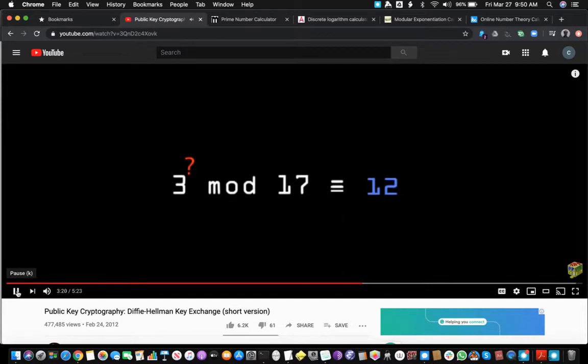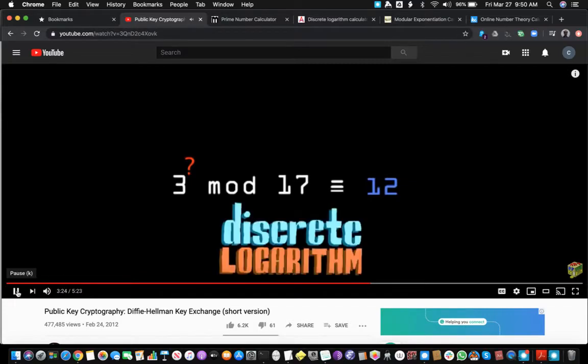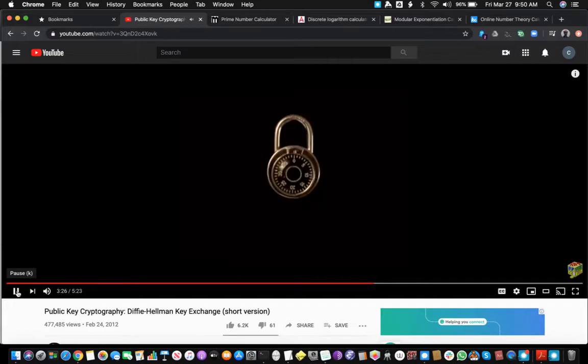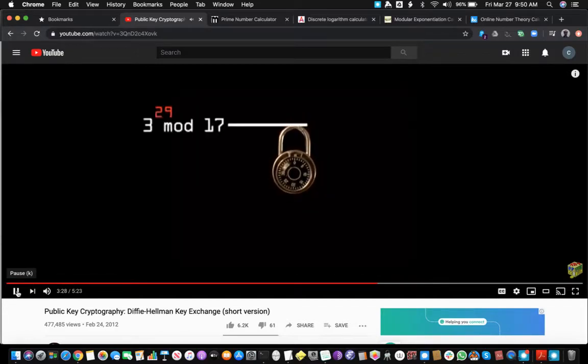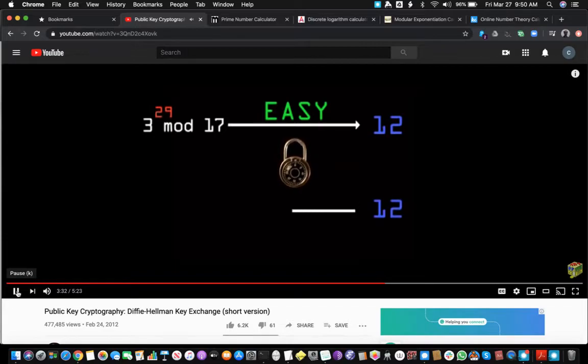Say, given 12, find the exponent 3 needs to be raised to. This is called the discrete logarithm problem. And now we have our one-way function. Easy to perform, but hard to reverse. Given 12, you would have to resort to trial and error in order to find the matching exponent.